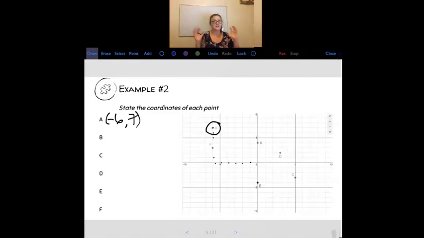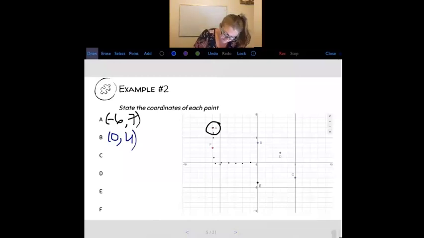It's really important that there's parentheses around the ordered pair. That's a notation issue. We need those to be there. Okay. Point B. B is on the y-axis, so there's no left or right going on here. So we have 0, and then we go up 1, 2, 3, 4. So the y is positive.